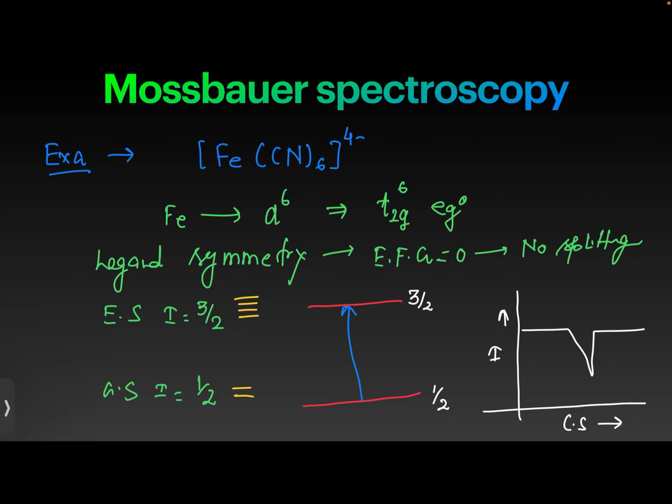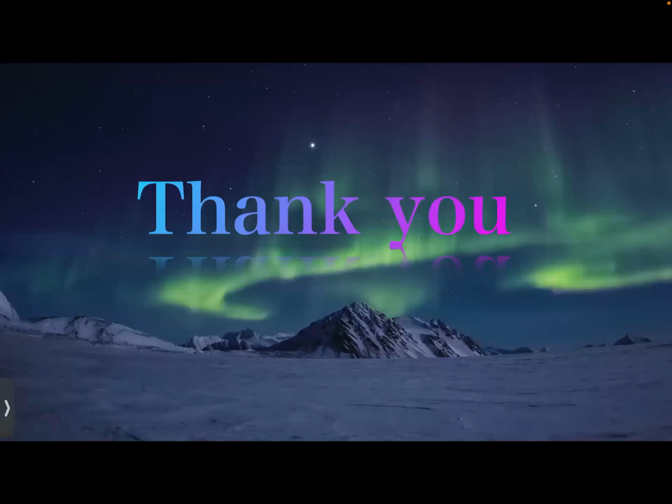It means according to the signal and its shift, we can check what environment is there: whether the ligands are symmetric, whether the ligands are the same, and whether our metal center is in a condition where the electronic symmetry is not there. That data we can get from the number of signals, their intensity, and the chemical shift or the speed of the source. So that's all for today.